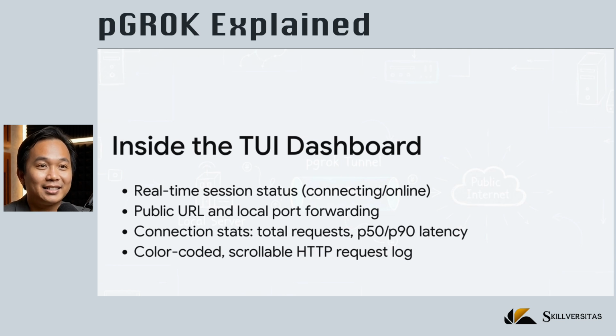You can see your session status, your public URL, and even key connection stats like total requests and P50/P90 latency, which basically tells you how fast things are for the typical user and for the slower ones. But the real killer feature, for me at least, is the scrollable, color-coded log of every single HTTP request that comes through. It's a full-on inspection dashboard right inside your terminal.